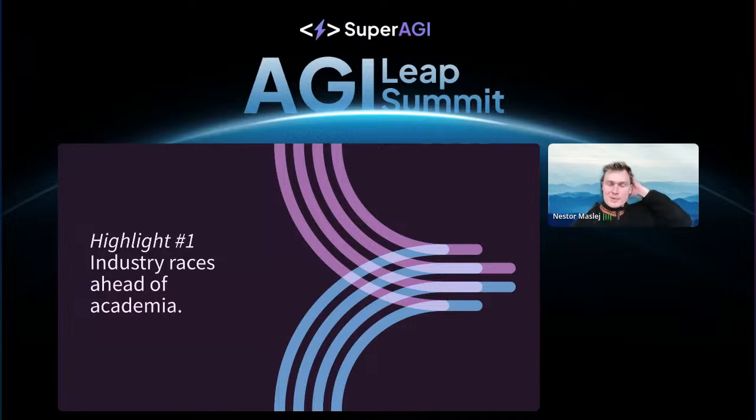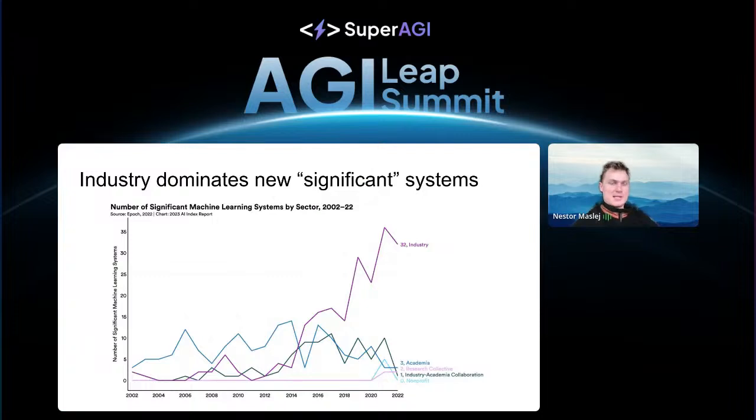So what I'm going to endeavor to do today in this presentation is distill some of the key findings of the report, which is quite long, it's 400 pages, into 10 essential highlights, 10 key takeaways that I think really paint a picture of what's going on in the field of AI. So first is that industry races ahead of academia. If you look at data on where some of these new significant machine learning systems are coming from, the majority of them are increasingly coming from industry sources instead of academia sources.